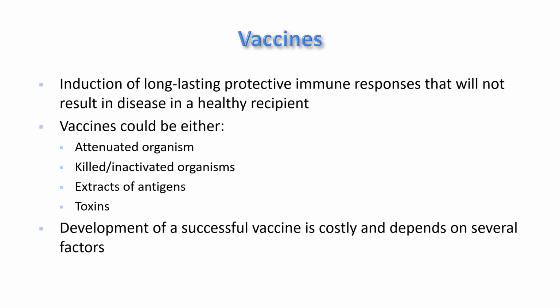Vaccines are another tool to prevent infections. They induce long-lasting protective immune responses that will not result in disease in a healthy recipient. So basically, you use attenuated organisms or killed organisms or extracts of antigens or deactivated toxins, and you expose the person to these. The immune system will launch an attack against these. Now, these organisms that you're introducing to the person will not cause disease, but they will activate the immune system. So once the immune system is activated, the antibodies are produced. When the actual organism attacks the person, these antibodies are there to mount an attack.